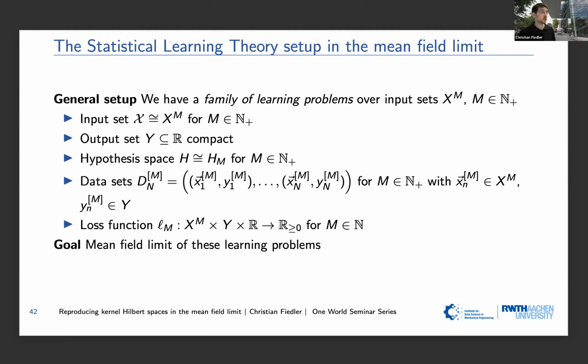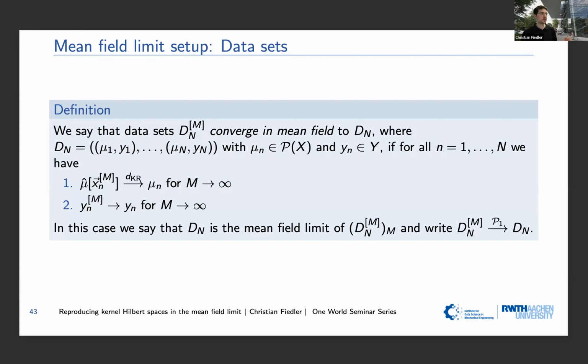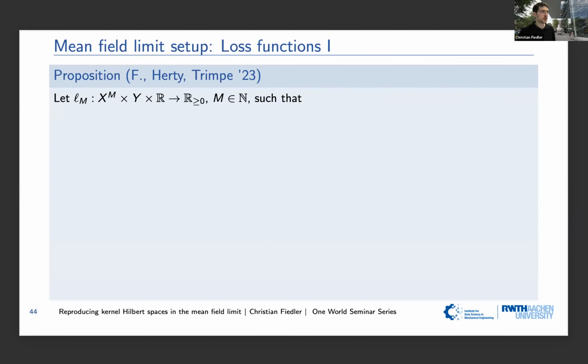Our goal is then to define what it means if there is a mean field limit of these learning problems or learning setups. First, the data sets. It turns out we can straightforwardly generalize the notion of mean field convergence to fixed data sets. A sequence of data sets of the same size has a mean field limit if all the inputs converge in mean field limit, in this case convergence as probability distributions, and if also all the outputs converge. Then we say that the corresponding data set with inputs as probability distributions is the mean field limit of this data set.